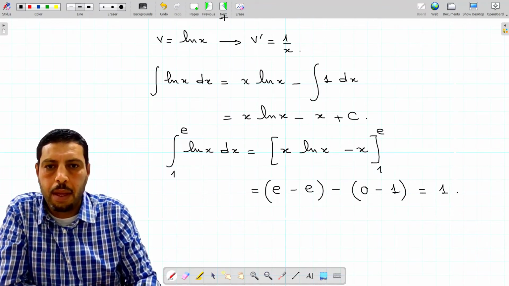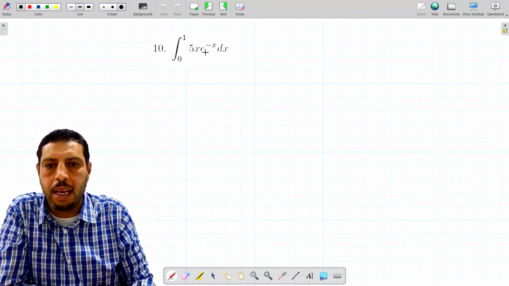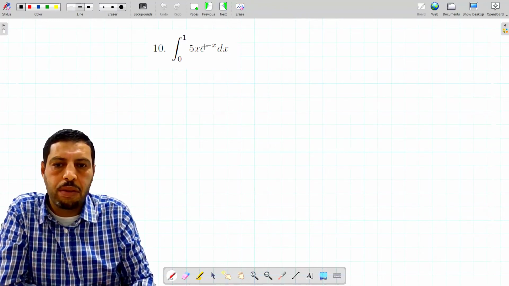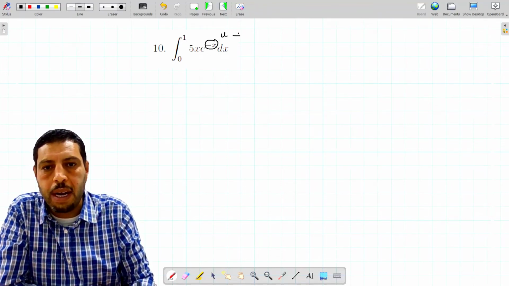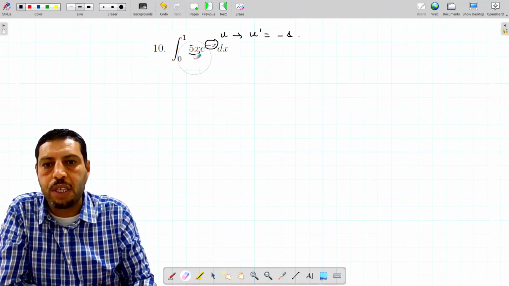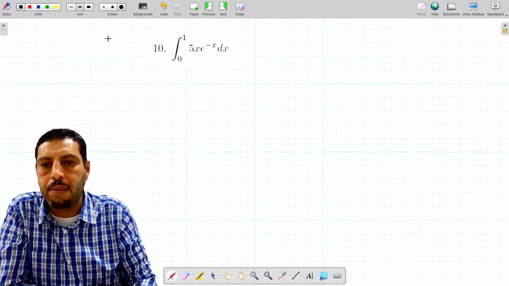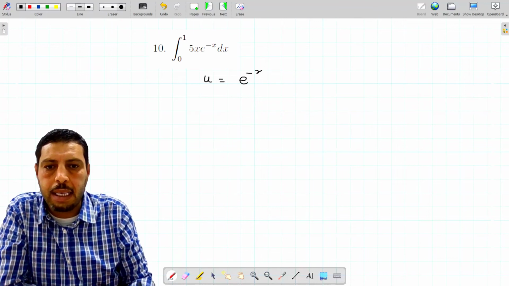Okay? Next one. The integral between 0 and 1 of 5x exponential minus x dx. Again, here, we try to think about integration by substitution. So if I take this as u prime, it is minus 1. But instead of minus 1, I have 5x. And I can't get rid of this x. So the integration by substitution doesn't work. I have to think about integration by parts. And I will take u prime equals exponential minus x and v equals 5x.